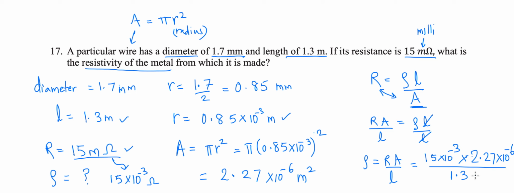So we can calculate this. Again, I'm going to use the fraction option in my calculator. 15 times 10 to the power of negative 3 times 2.27 times 10 to the power of negative 6 over 1.3, and that gives me the answer as 2.619. So I'm going to write it as 2.62 times 10 to the power of negative 8, and that is the resistivity. The unit of resistivity is ohm meter.